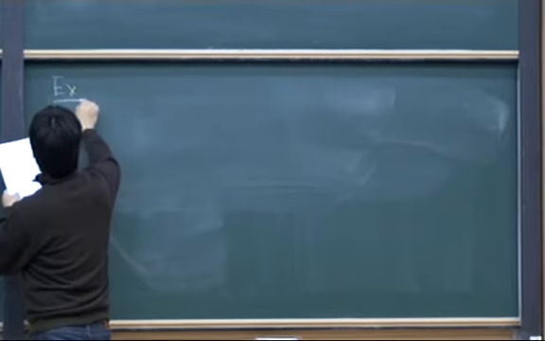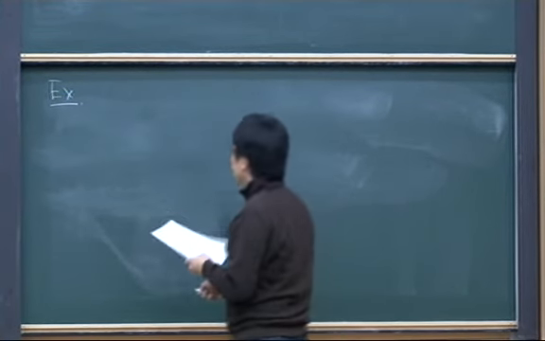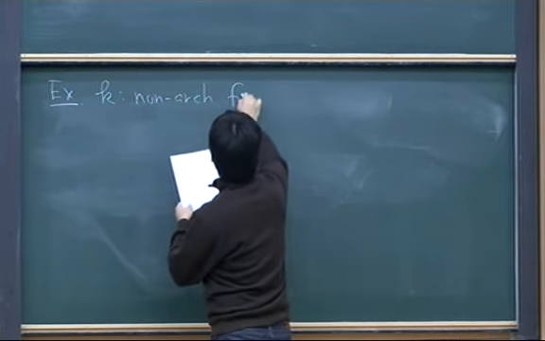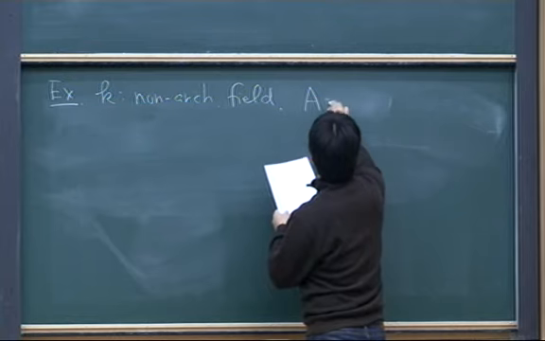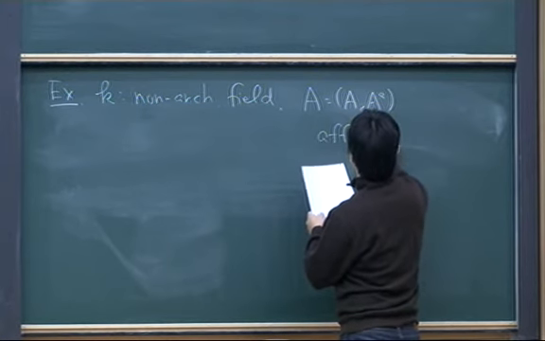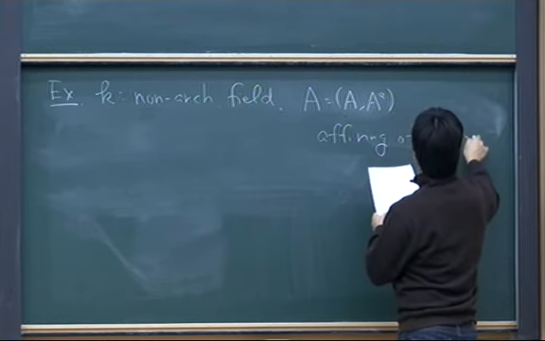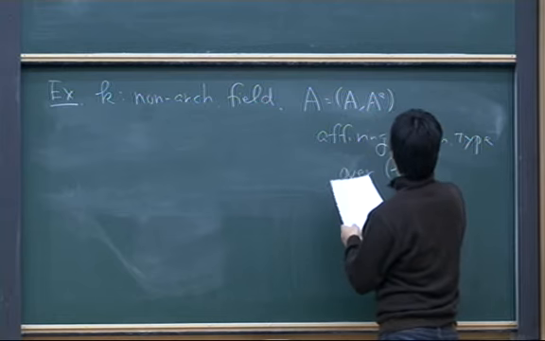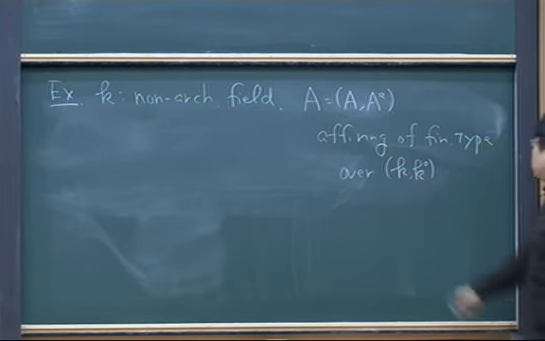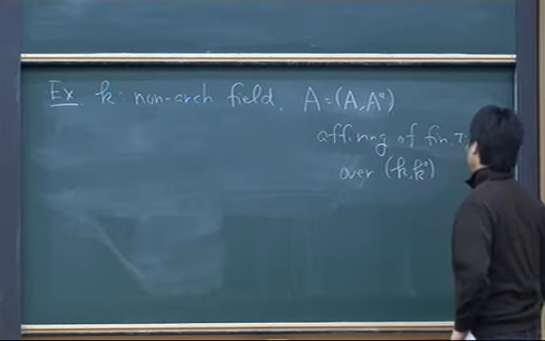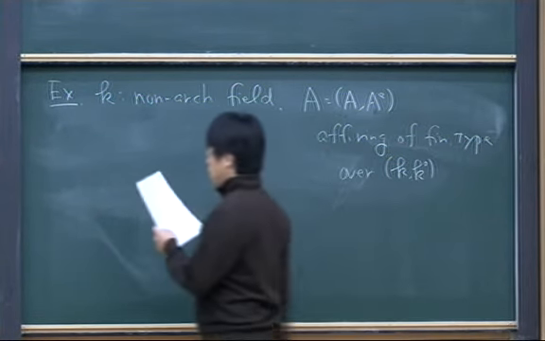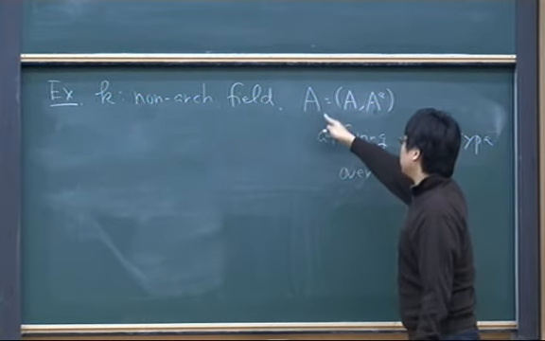So let me give one example of universal compactification. It's very interesting. Let K be a non-Archimedean field, and A, A plus, where A is an affinoid ring which is of finite type over K, namely A is a quotient of the convergent power series ring over K, and A plus is a set of bounded elements of A. So the Spa of this A is a usual rigid space.